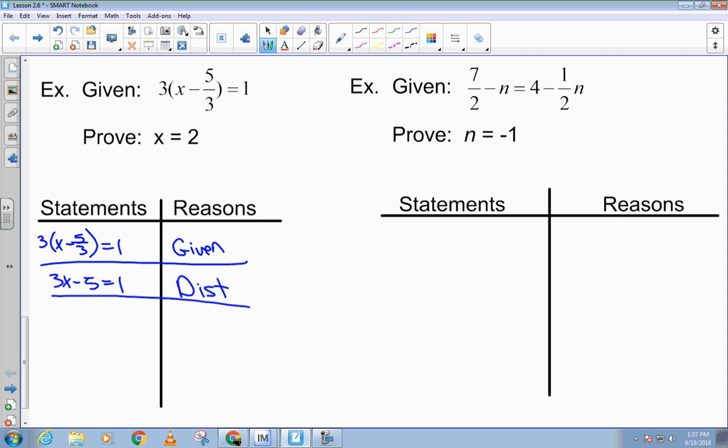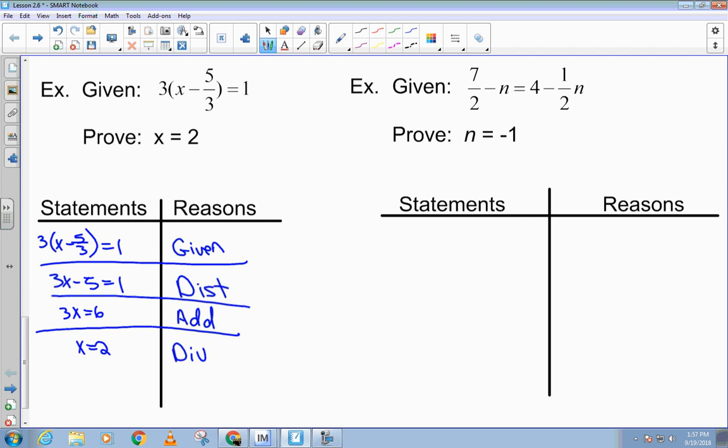Add 5. Add 5 to both sides. So you get 3x equals 6, and you did that by addition. Then what would you do? You divide both sides by 3, and so you get x equals 2, and that is division. And so we proved what we set out to do. Alright? And we justified every step.